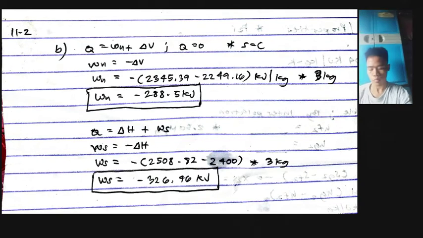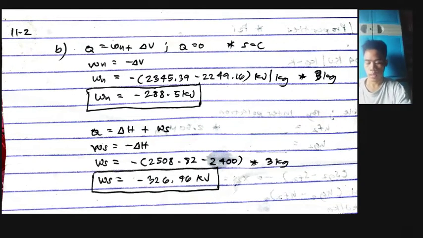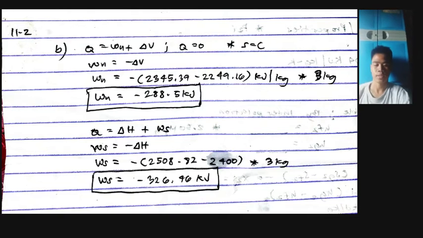And next, for Q equals delta H plus Ws. Replacing it, Ws equals negative delta H. And by substituting it, Ws equals negative 2508.82 minus 2400 times 3 kilogram, and the answer will be Ws equals negative 326.46 kilojoules.